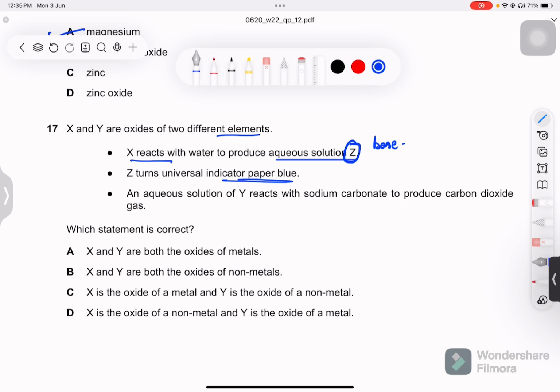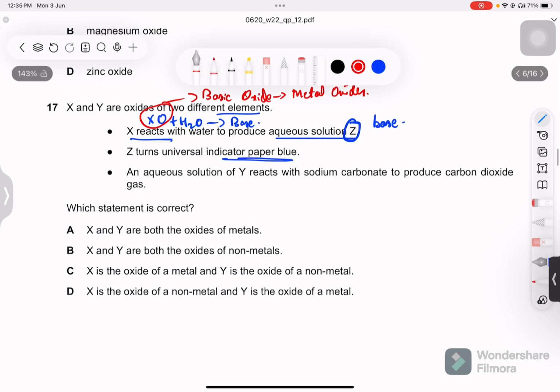So what happened was the oxide of X reacted with water to produce a base, which means that this is a basic oxide. We know that basic oxides are metal oxides. Metal oxides are basic.